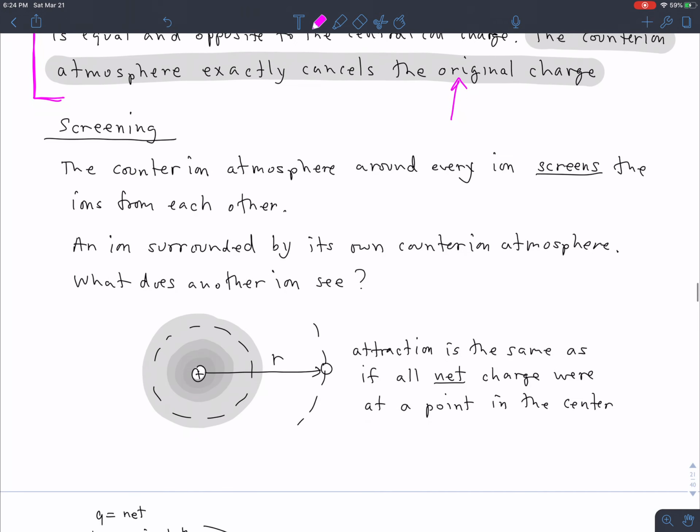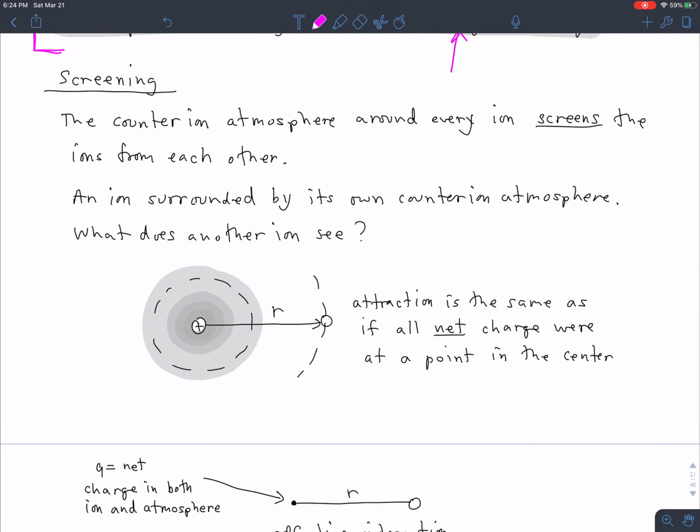All right, and that leads us to screening, which is a word I've been using already. It's the consequence of the fact that I'm going to talk about down here. So let's suppose I have a bunch of charge arranged as a central ion plus the counterion atmosphere here. The net charge in that whole thing is 0, right? If I add up all the charge in the central ion and all the charge in that counterion atmosphere, I get 0.